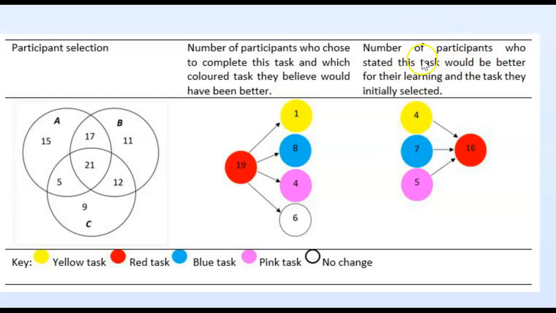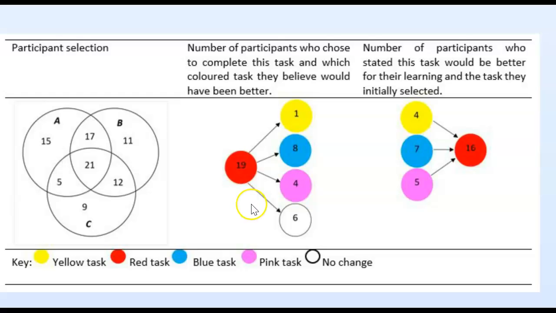I know this has a spelling mistake, so that should be "then". But this is the number of participants who stated this task would be better. So 4 people who chose the yellow task thought the red would be better, 7 from the blue and 5 from the pink. The whole purpose of doing this task was to see, first of all, can the students choose a task that is right for them?